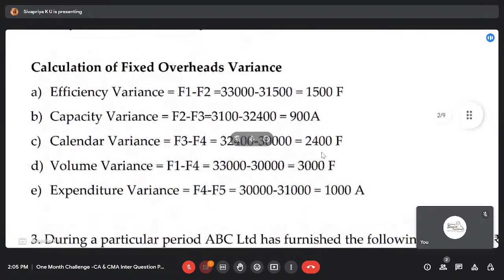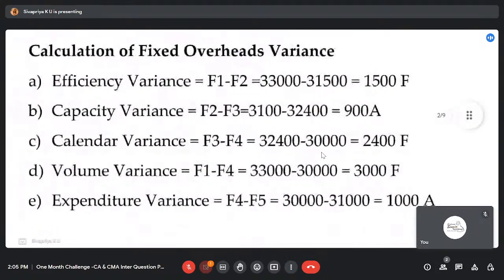Calculation of fixed overhead variance. Efficiency variance 1,500 favorable, capacity 900 adverse, calendar 2,400 favorable, volume variance 3,000 favorable, and expenditure variance is 1,000 adverse. The next is question number 3.